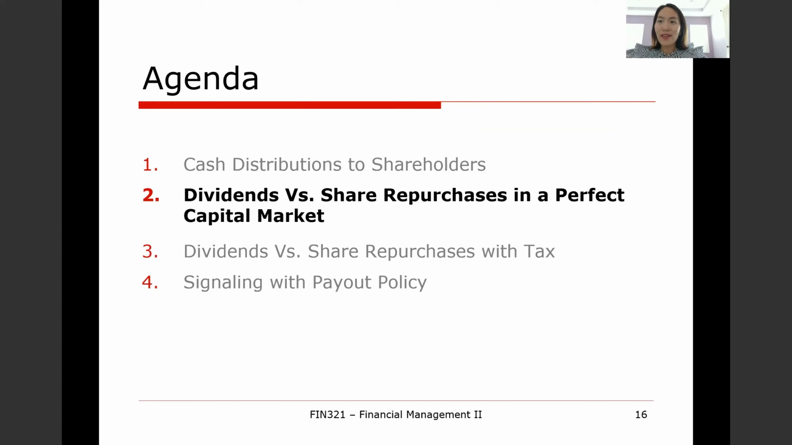Does that sound familiar? Yes, that's very similar to what we did in chapter 16 when we learned capital structure. Not surprisingly, the payout policy theory that we are going to learn in this chapter was developed by the same people who developed the capital structure theory that we learned in chapter 16, Modigliani and Miller. First of all, let's assume a perfect capital market and see how a firm's payout policy affects firm value and investor preferences.